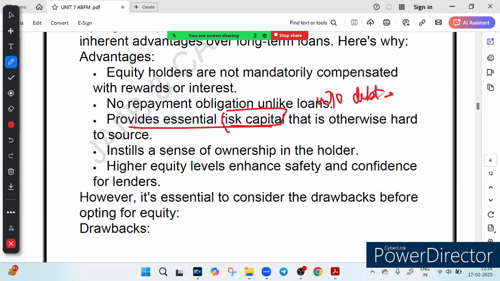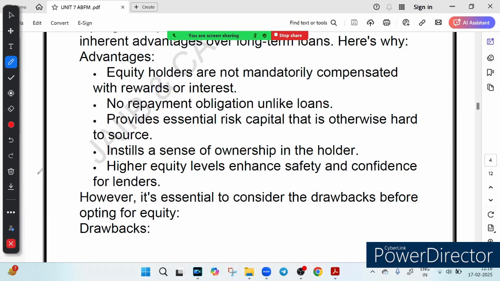What does it mean? Raising money through equity provides risk capital. What is the meaning of risk capital? It means the company gets the funds they need without worrying about fixed interest payments. So that is called risk capital. It provides essential capital without debt, so the company gets the funds they need without worrying about fixed interest payments.